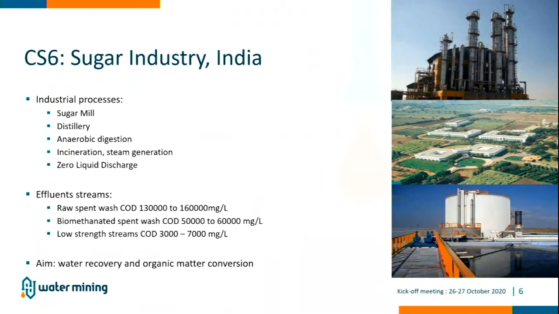So the idea here is that with the different effluent streams that they have, could we use these techniques to go to a higher level of reuse? So recovering pure water that can be reused within the process and converting organic matter, for instance, with the Comera techniques, into bioplastics. So I think that is the main focus for case study 6.